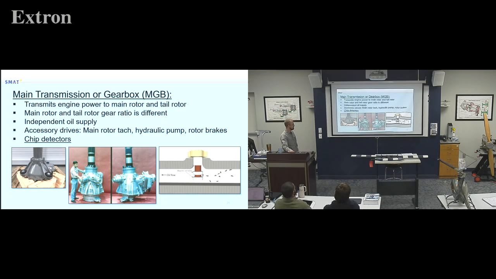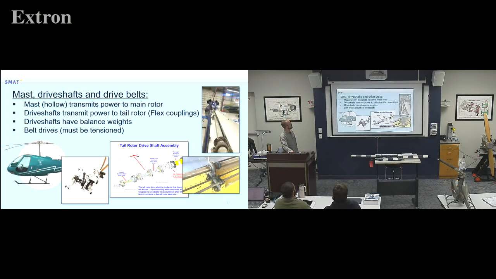Okay, so we have mast, drive shafts, and drive belts. The mast is typically hollow, and transmits power to the main rotor. Drive shafts transmit power to the tail rotor through flex couplings. Okay? Why is the mast hollow?